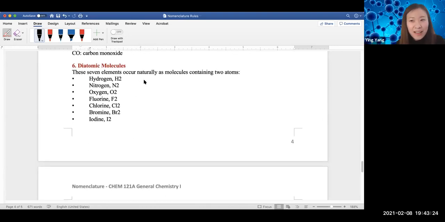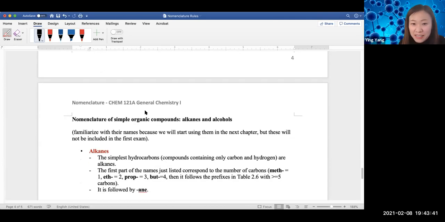So we have already covered the most difficult part. Number 6, it's easy. Diatomic molecules, just the name, it's the same. The name is the same as the name of the element. Hydrogen, nitrogen, oxygen, fluorine, chlorine, bromine, iodine. It's the same, no changes.